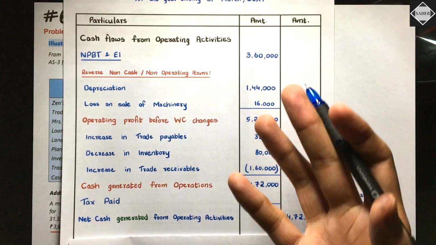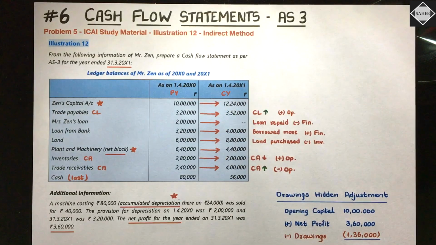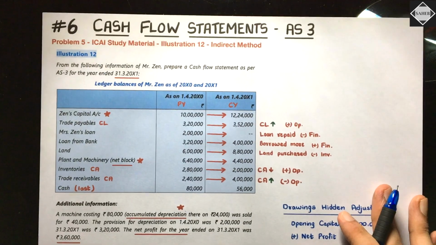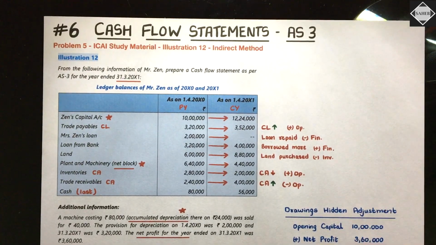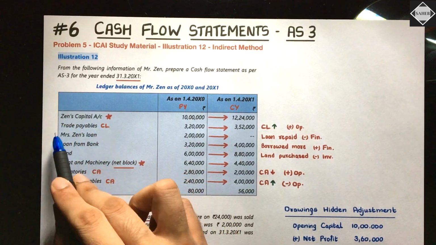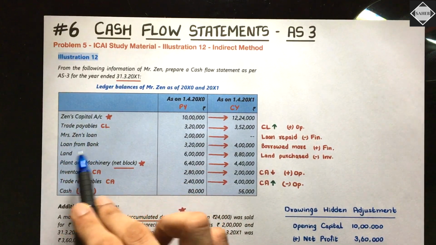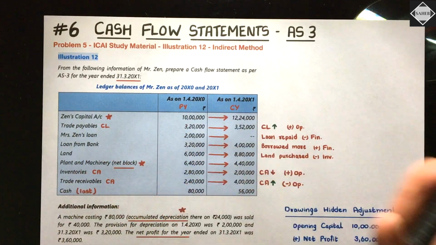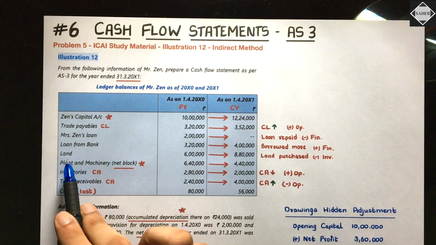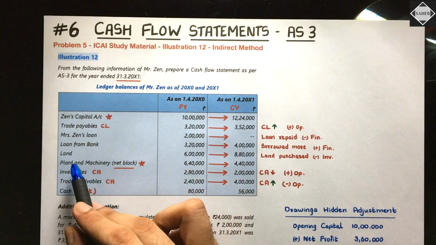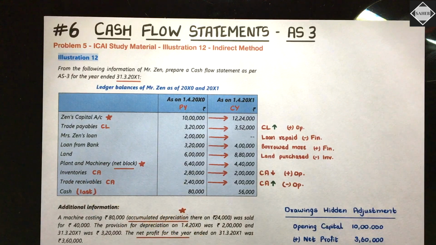Okay. Then we move on to the investing activities. Now, for investing activities, what do we do? Again, we go to the question. If we go to the question, we look from the starting. See here, Zen's capital, trade payable, Mr. Zen's loan. No, it's not related with investing. Loan from bank. No, that's financing thing. Land. Land is what? Tangible fixed asset, right? It's a fixed asset. So that's related with investing activity.